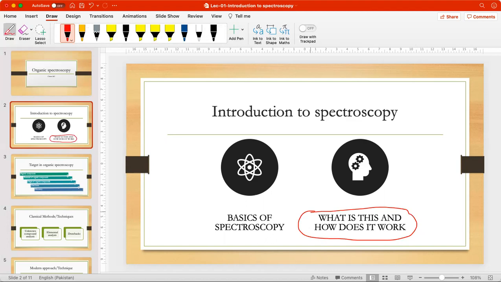Target, identification of organic compounds. Now, what is the target? We are studying exclusively organic spectroscopy. Then what is the target? Okay, so target हमारे आ जाते हैं organic compounds, right? So to understand the organic compound, we are using the latest technique, modern, accurate, ठीक है?